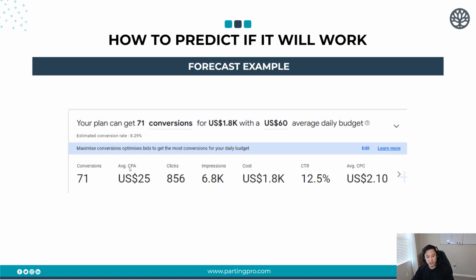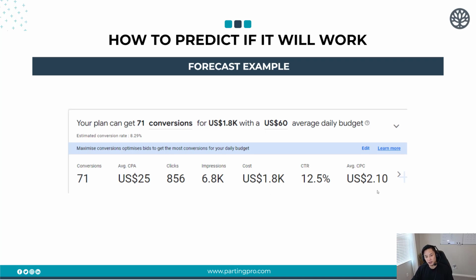And then you can see CPA as cost per acquisition. That's going to be how much money it is per lead. So cost per conversion, essentially. And then we have clicks, how many times someone clicked on it. We have impressions. Impressions are how many times someone saw your ad. The cost is how much you're spending. And then CTR, we talked about this earlier, is click-through rate. That's going to be 856 over 6.8 thousand.